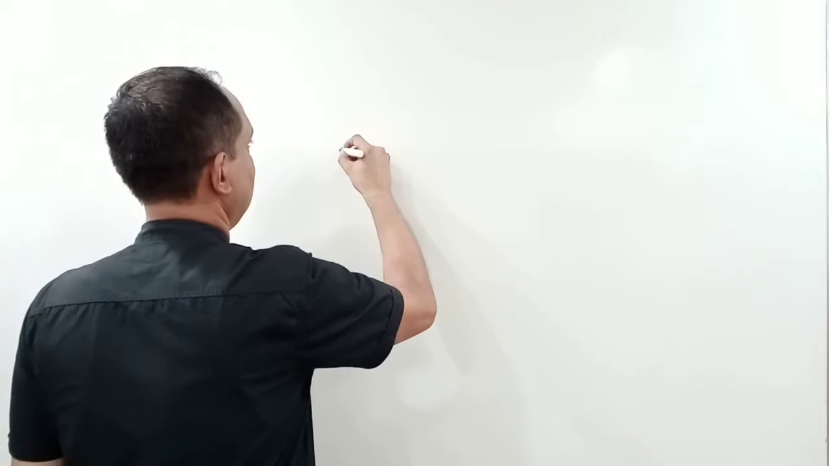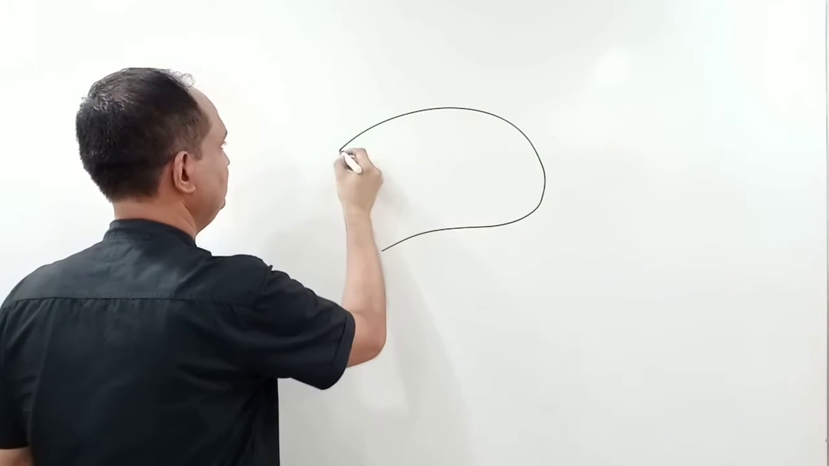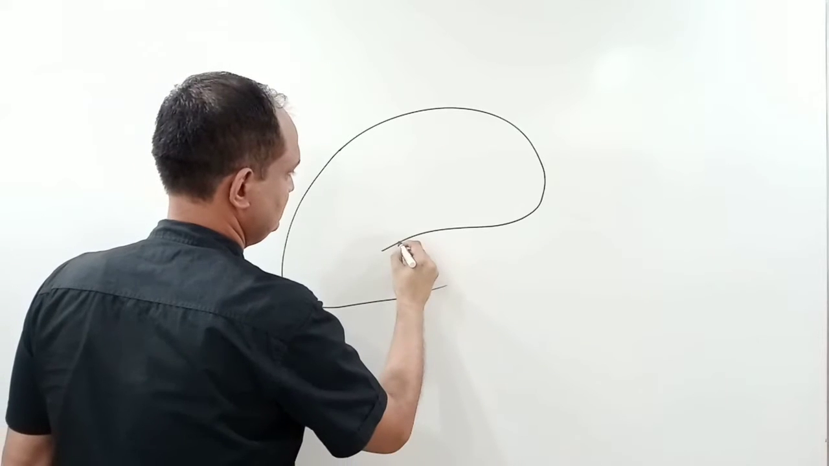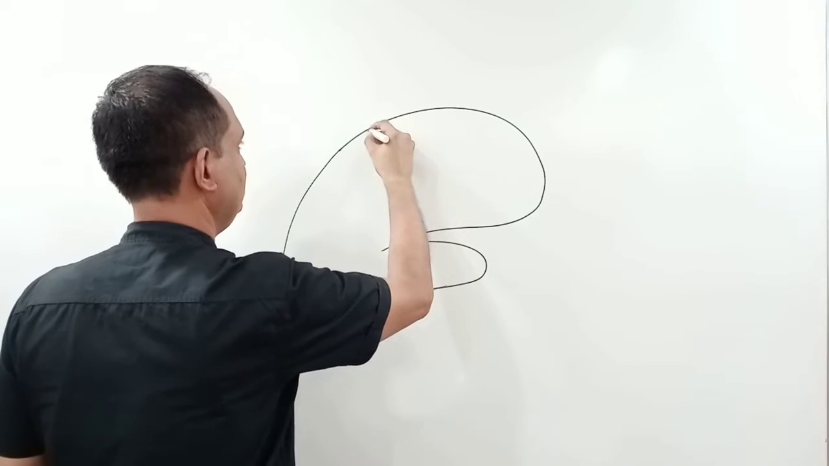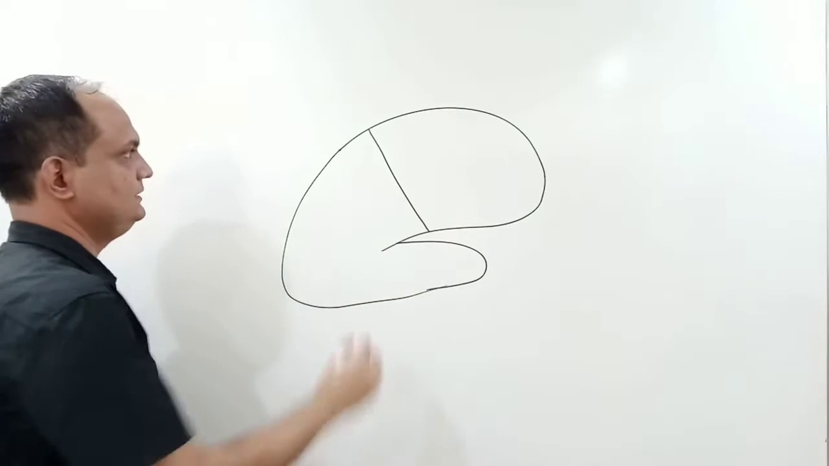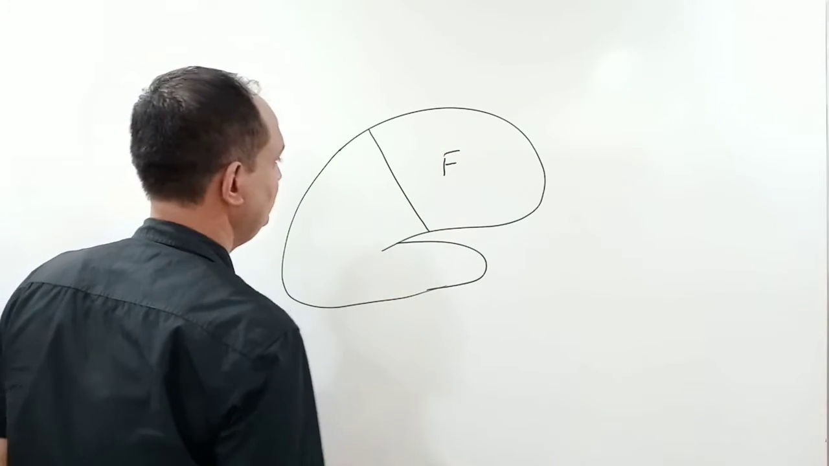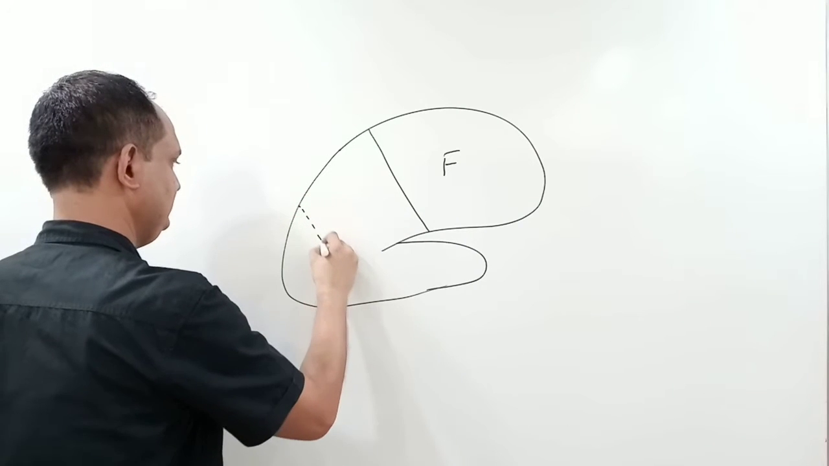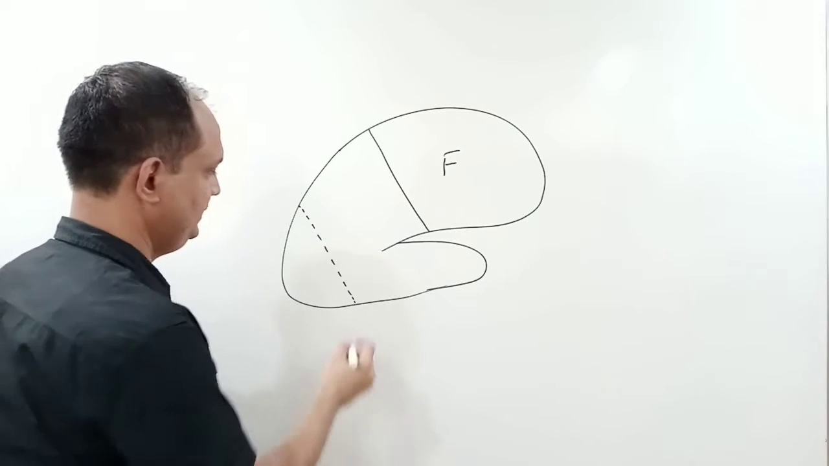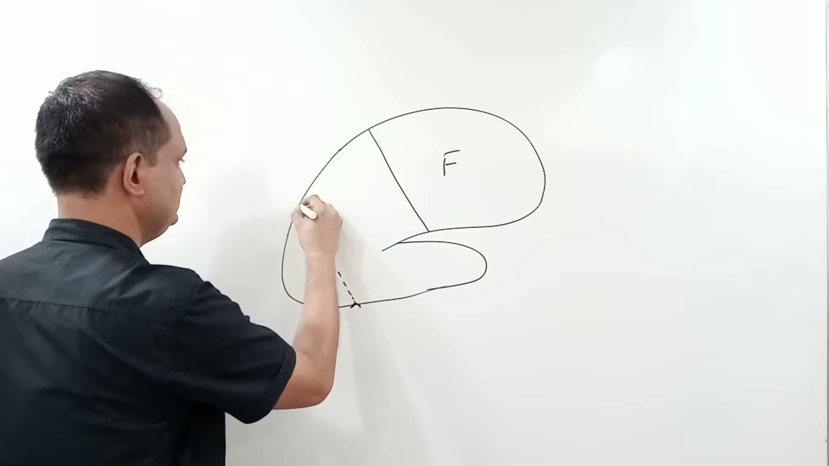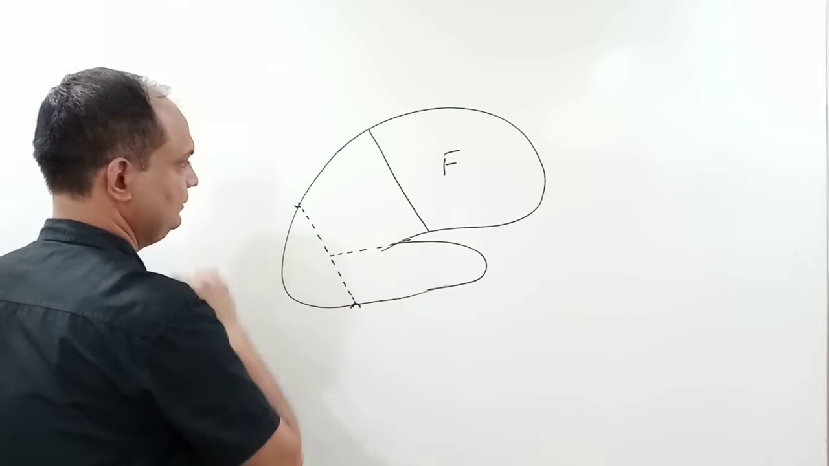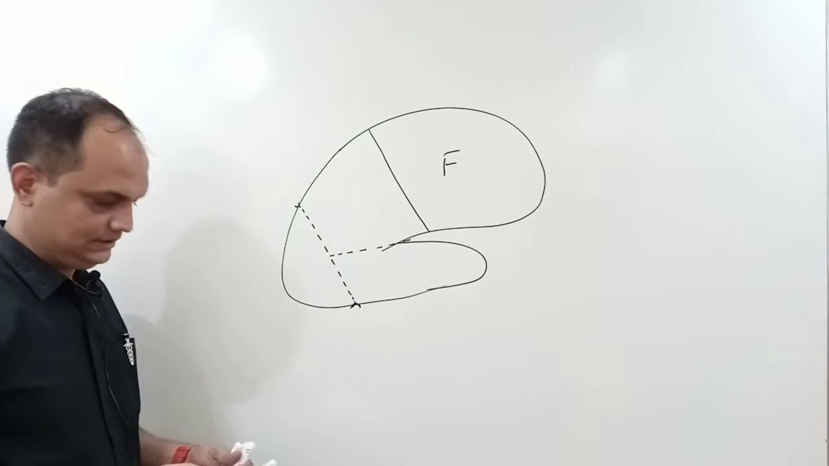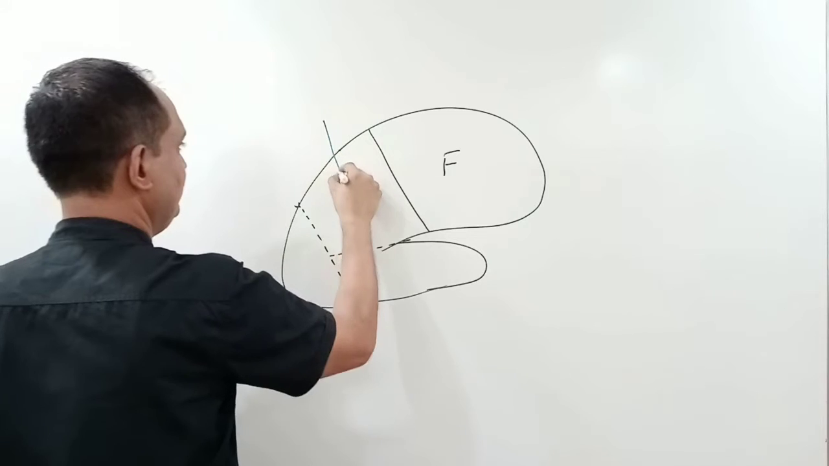Hello students, today we will discuss the functional areas of the parietal lobe. When you see the outer surface of the cerebrum, you will see the central sulcus. The area in front is known as the frontal lobe. If you draw an imaginary line from the pre-occipital notch to the parieto-occipital sulcus, and a horizontal line from the lateral sulcus, this area is known as the parietal lobe.